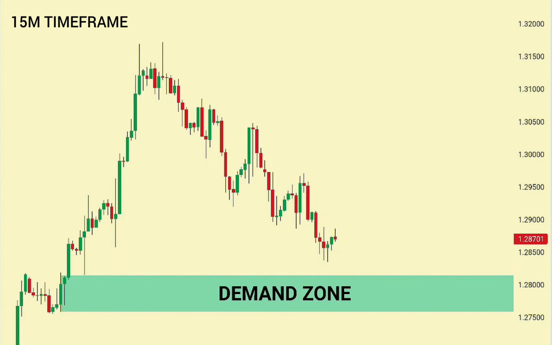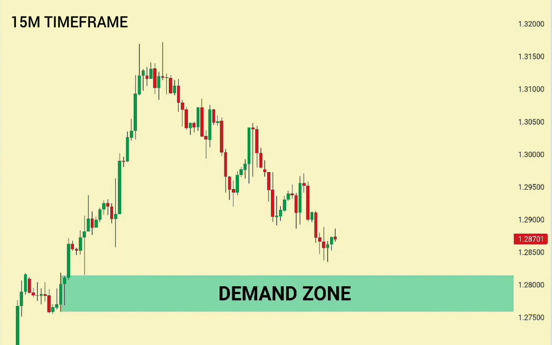So why do I mark the zone here? I don't mark it because price touched this area. I mark it because this is the location where the market changed character and buyers gained control. The move away from this area is the evidence that makes it important.